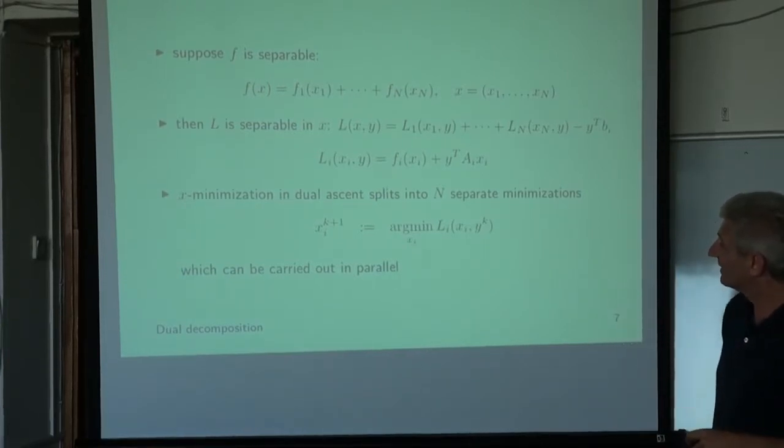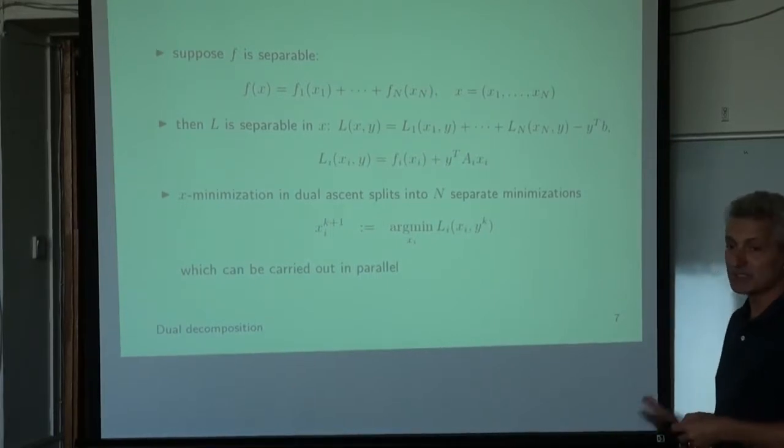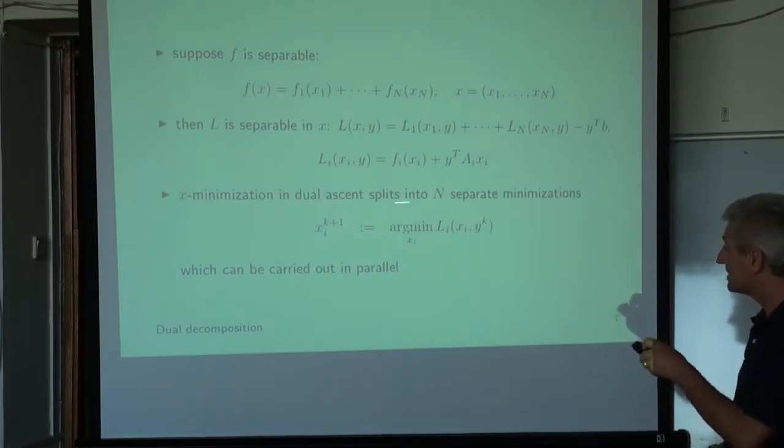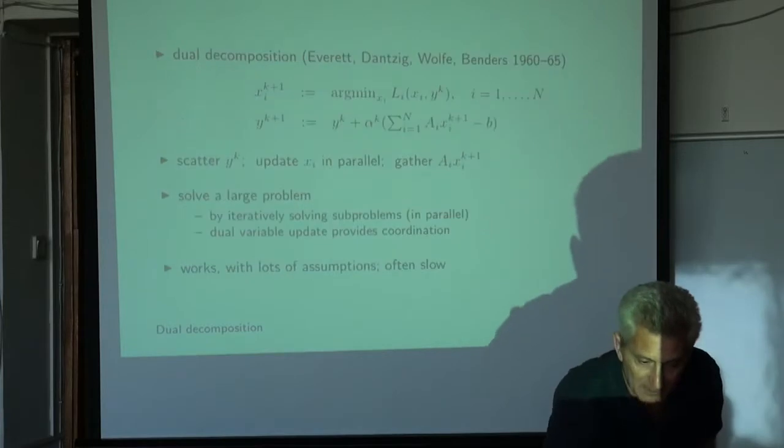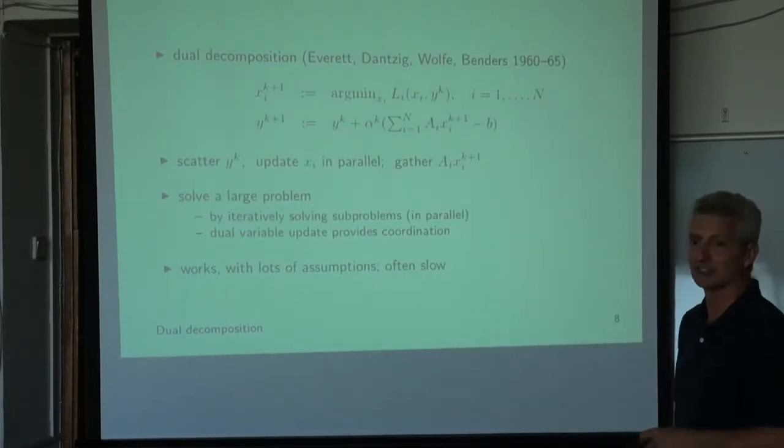And so the idea is this. When you do the x minimization of a Lagrangian, when f is separable, it separates like this, and that means you can carry these things out in parallel. And that gives you this method here, very famous, which is dual decomposition.